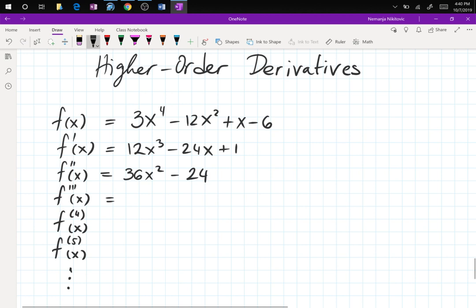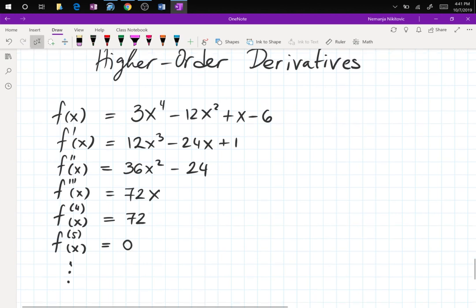The next is 72x. The next is 72. The next is 0, right? And from this point on, for this particular problem, all other derivatives will be 0 forever.